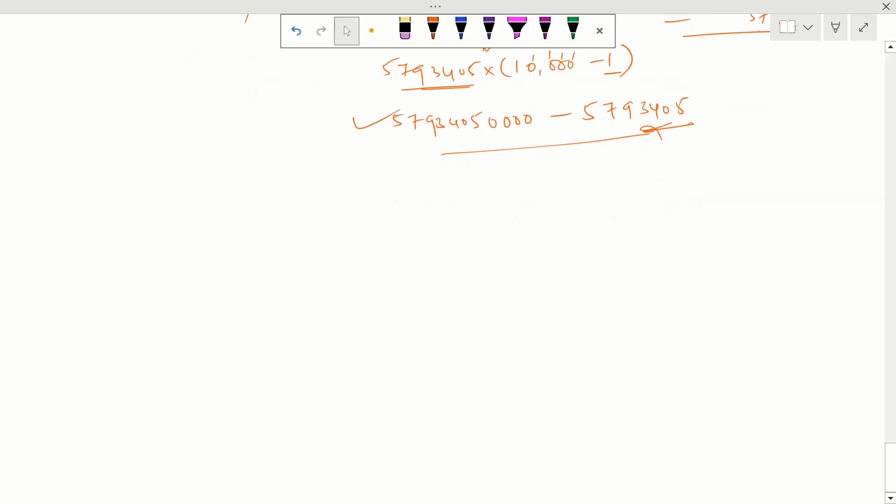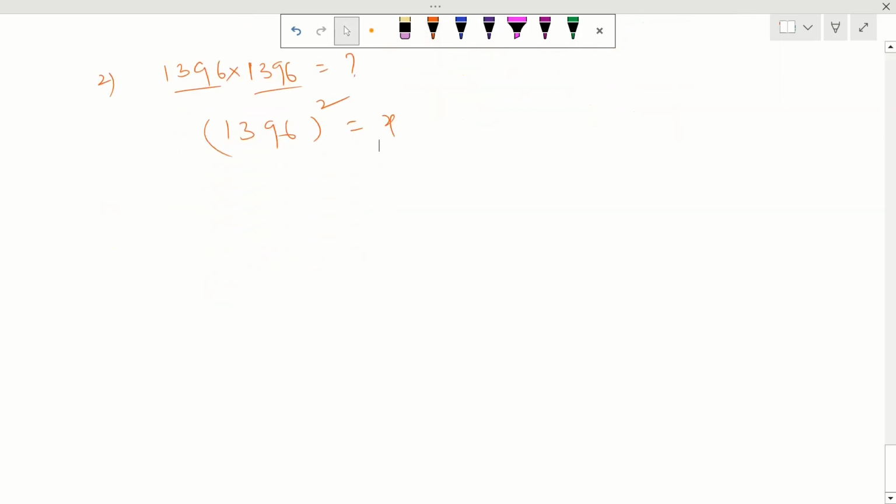Now we'll be seeing, if any number is given, 1396 into 1396, how to find this value? Both numbers are the same, so 1396 is a square. So this number we can take as a, it is near to 1400, so we can take 1400 minus 4.